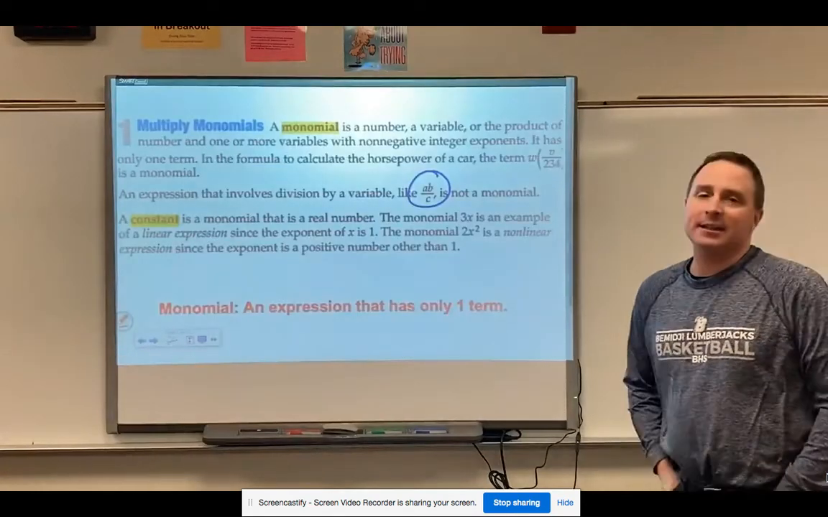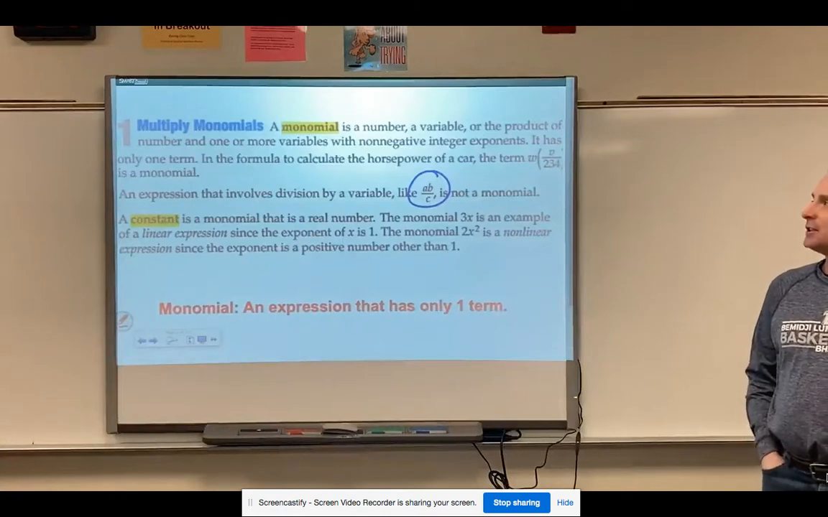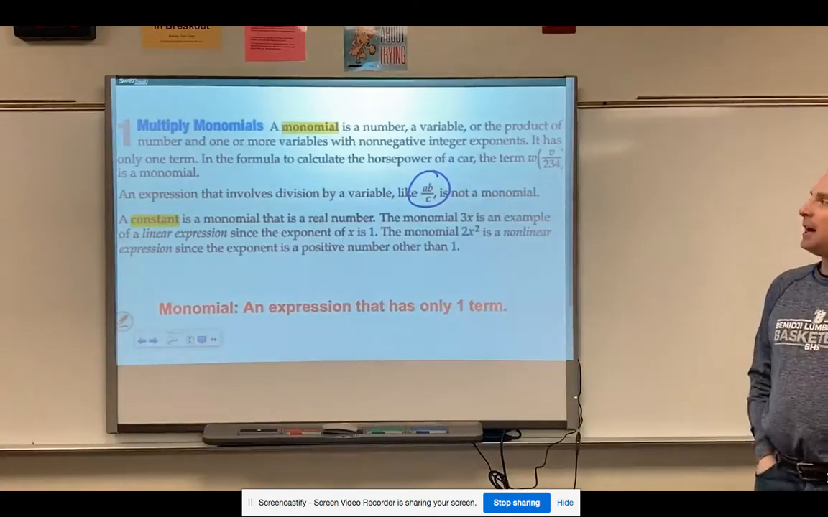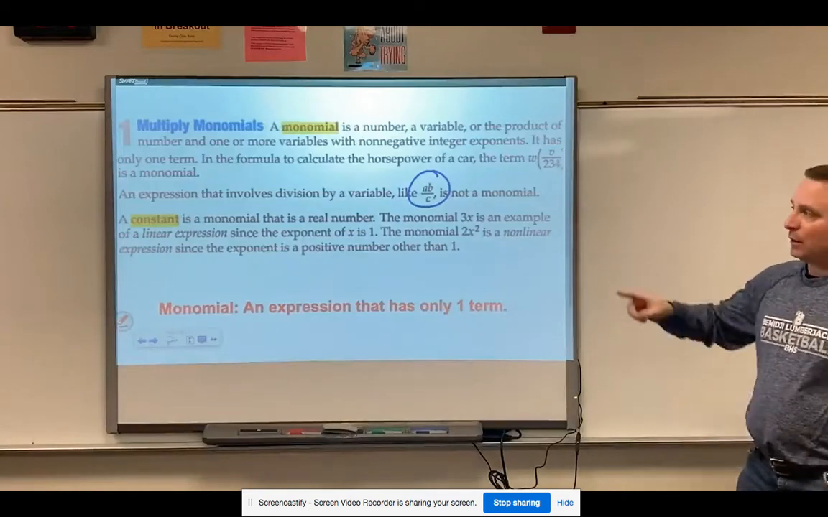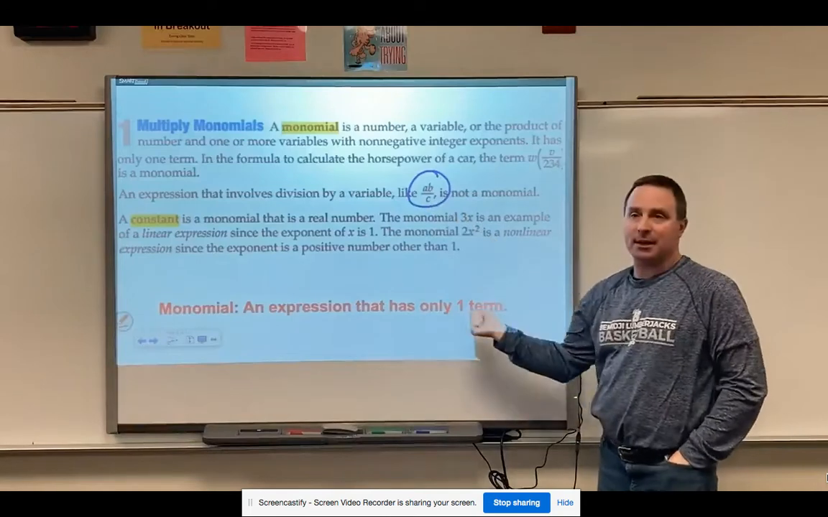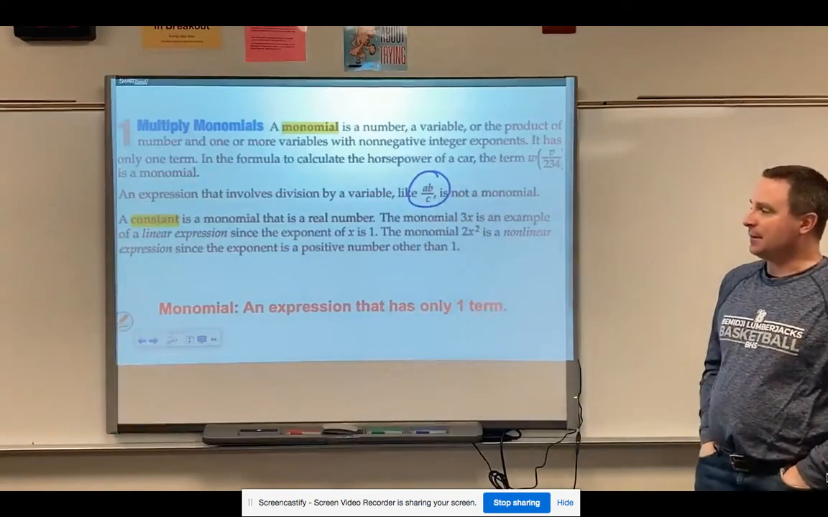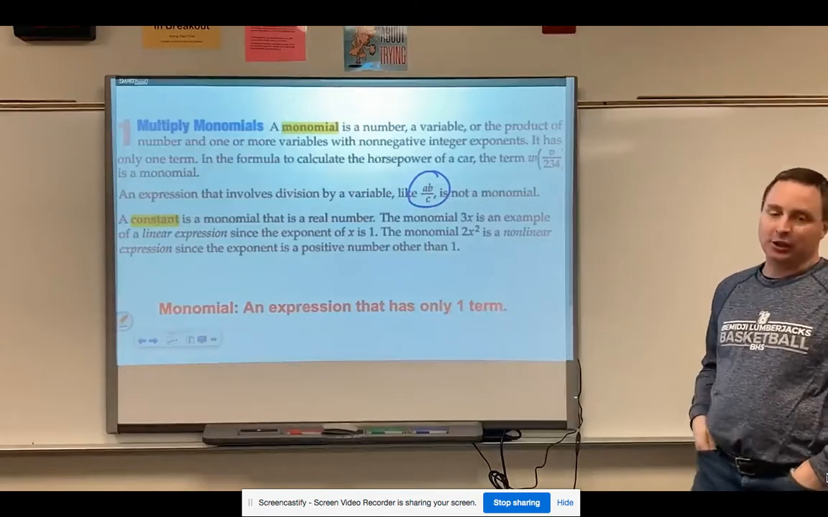One little definition that we're going to take a look at before we get started is this thing called a monomial. You guys know that mono means one, and a monomial is an expression that just has one term in it. But one special thing, it cannot have a variable in the denominator. It can have numbers in the bottom, but it cannot have letters in the denominator. But a monomial is an expression that only has one term.